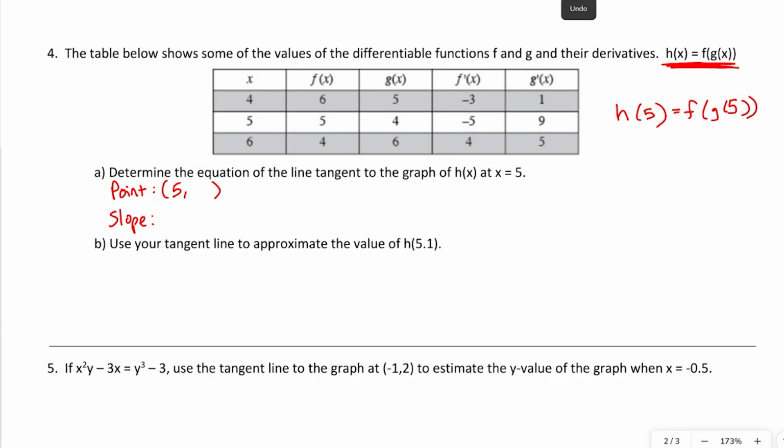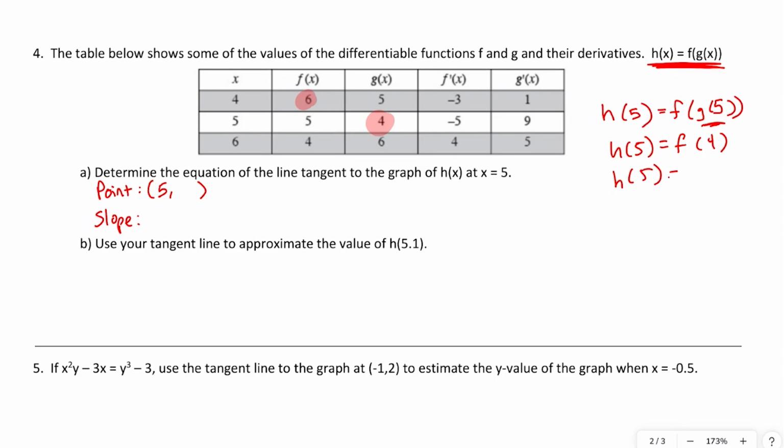So first we'll evaluate g of 5. We can find g of 5 in the table right here. It's 4. So this is going to equal f of 4. And we can find f of 4 in the table as well. F of 4 is 6. So h of 5 is 6. So the y coordinate of the point is 6.